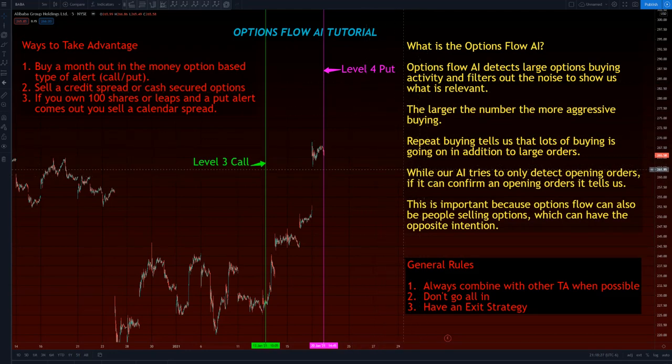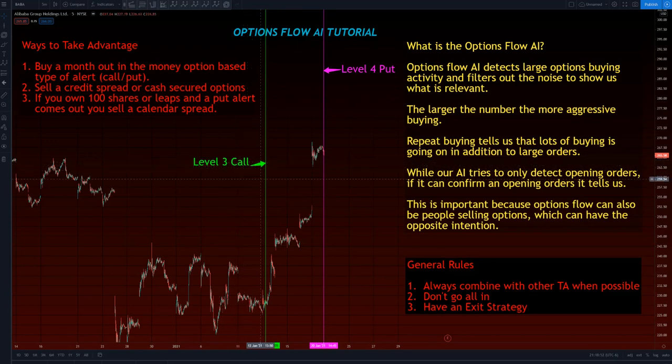This is important because if for some reason someone sells $5 million worth of Tesla and it's a call, you may detect that as potentially being an opening order when it's actually a selling order, and that's bearish, which would have the opposite intention of what we're trying to alert us to. When a call alert comes out, we want to buy calls. We don't want it to be a sell.